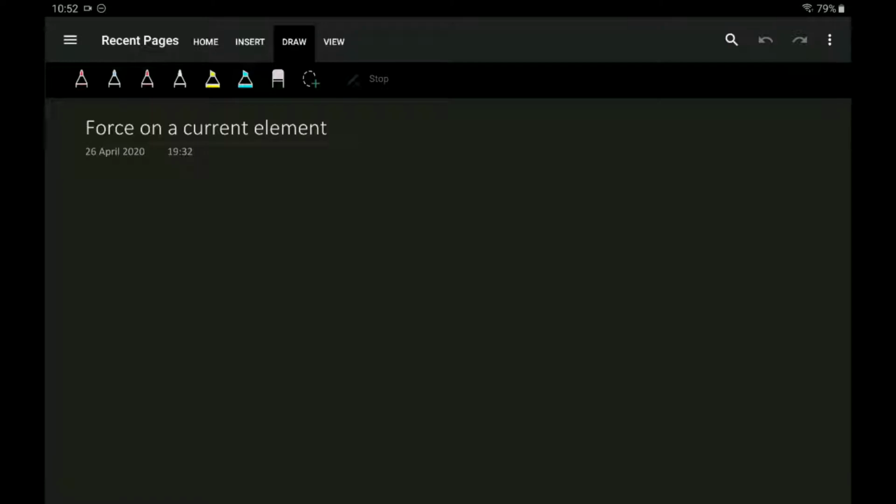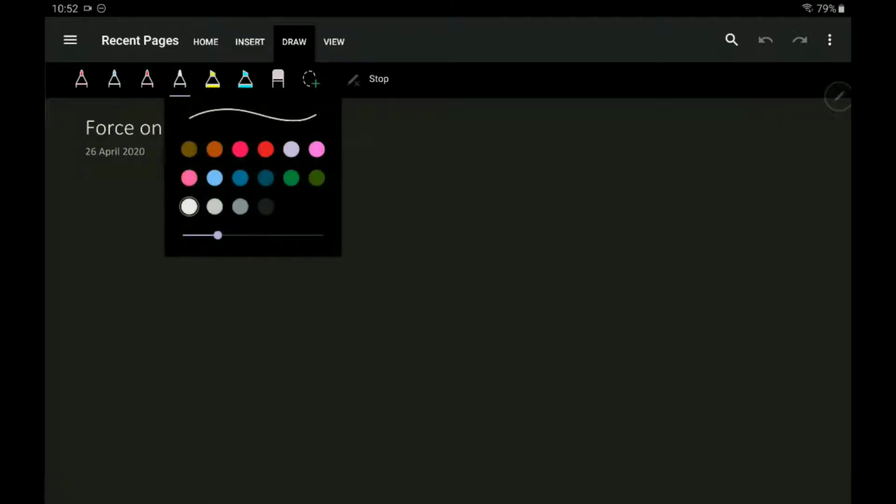Hi, hello, namaskara. In this section, we'll be discussing force on a current element. So, how do we calculate a force on a current element?